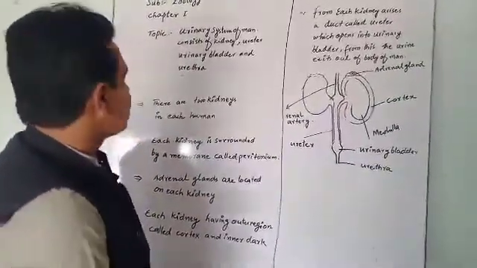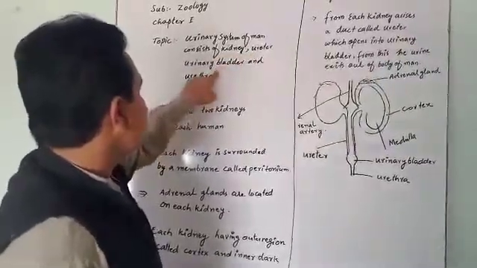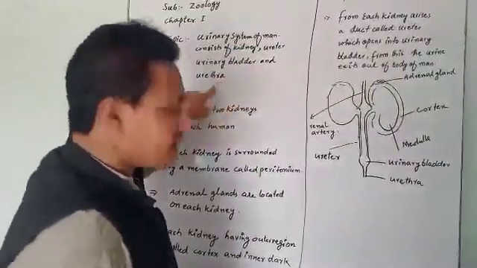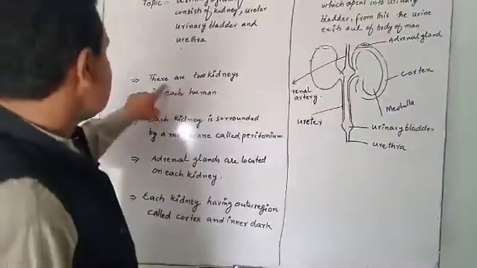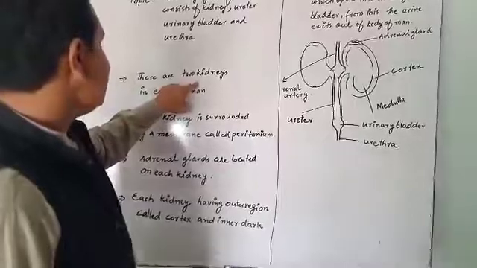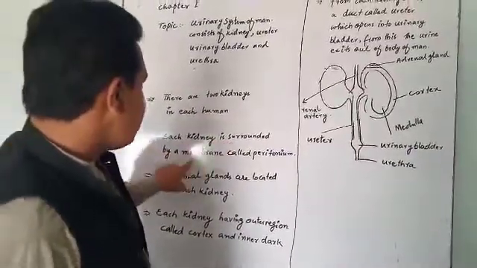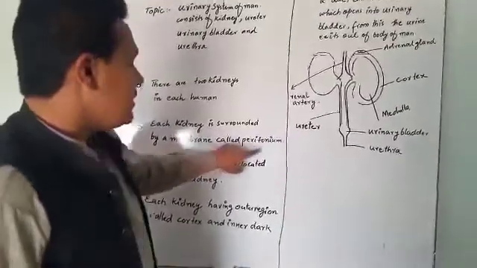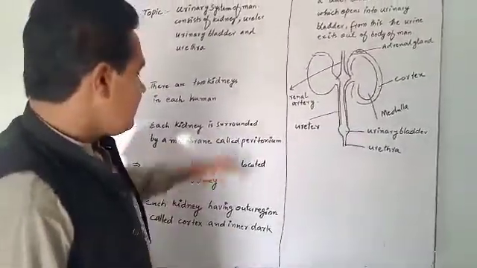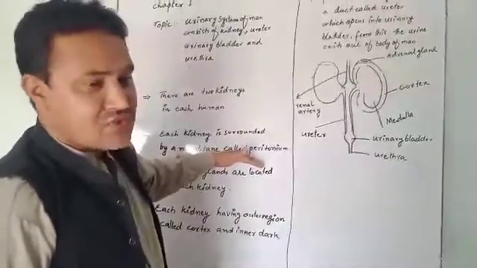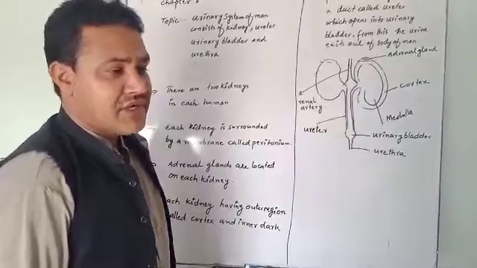The urinary system of man consists of kidney, ureter, urinary bladder and urethra. In each human there are two kidneys. Each kidney is surrounded by a membrane. That membrane is called peritoneum membrane. Peritoneum membrane also contains a fluid that is called peritoneal fluid.